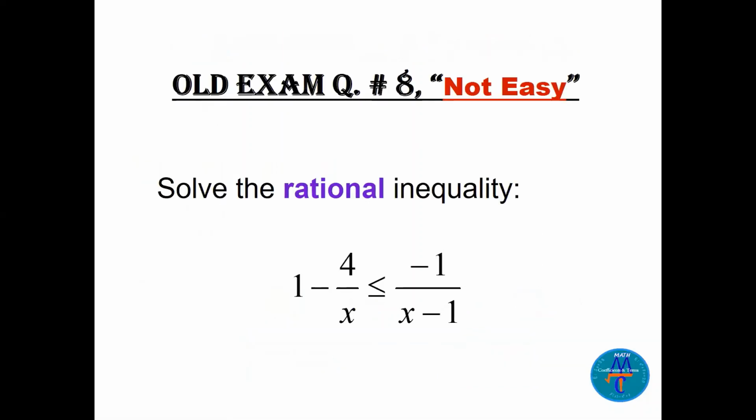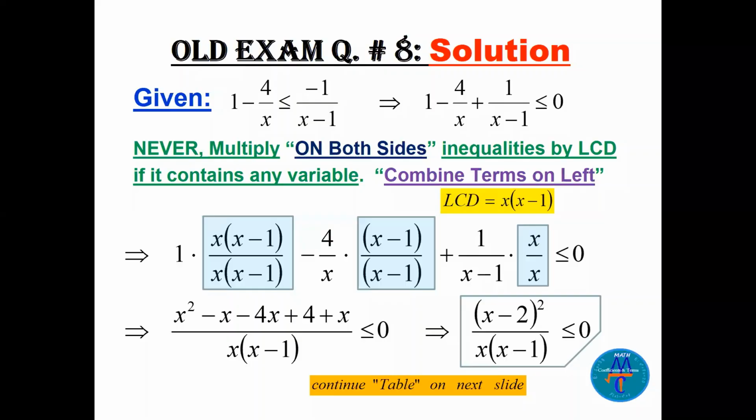Well, this is not easy because it has 3 terms: 1 minus 4 over x. Even the answer, I think, is a little tricky. Now rearrange the inequality, move all the terms to the left, less than or equal to 0. Even if we have greater than or equal to 0, it's the same. Again and again, I would say the most important advice here: never multiply on both sides of inequalities if the LCD contains any variable. Instead, you have to combine terms on the left. You can add and subtract on the left, but never multiply on both sides.